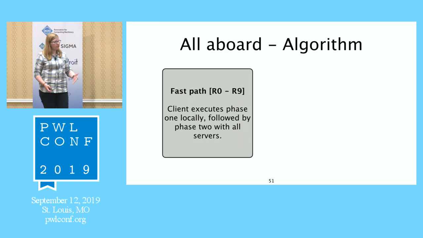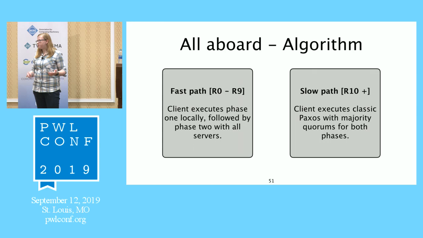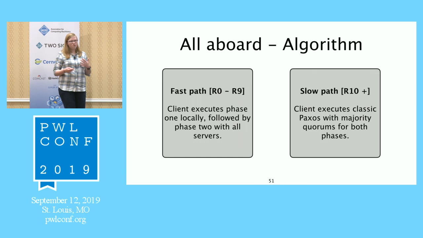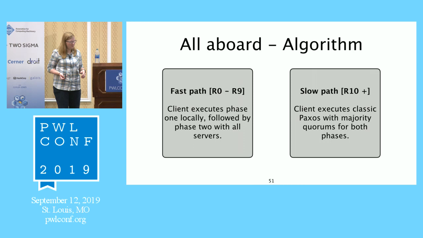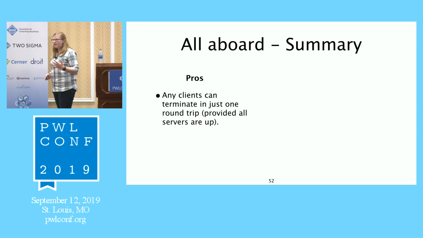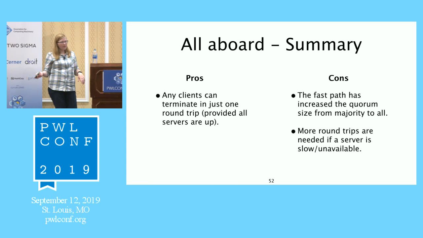At the same time, we still have the option to do Paxos the way we always did it. We're going to include a majority of people in phase one and a majority of people in phase two. We have a new best case scenario. We have a new option for clients to take, a new path that they can take, but the old one's still there. We just go back to doing Paxos, doing consensus the way we were always doing it. The advantage of this is any client in the system can now reach consensus in just one round trip. The downside is that we've increased the quorums from majorities to all the participants. And we may need more rounds if failures occur.